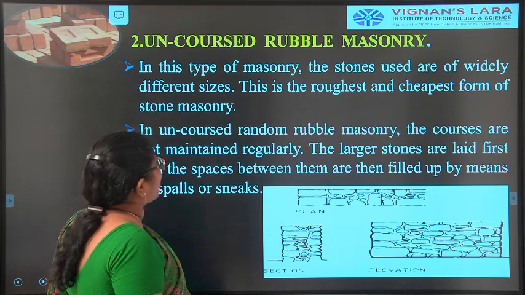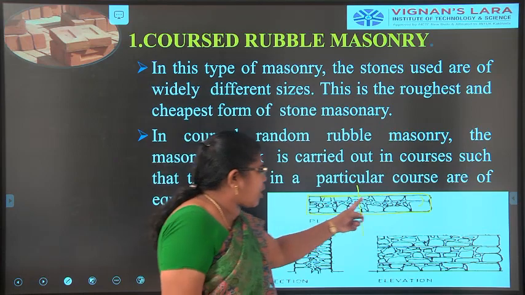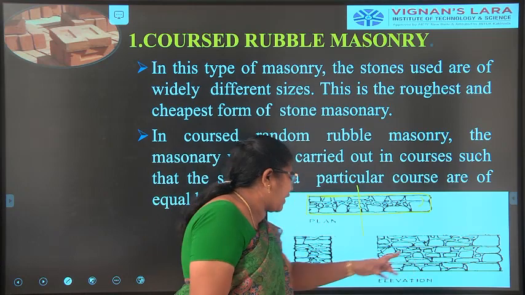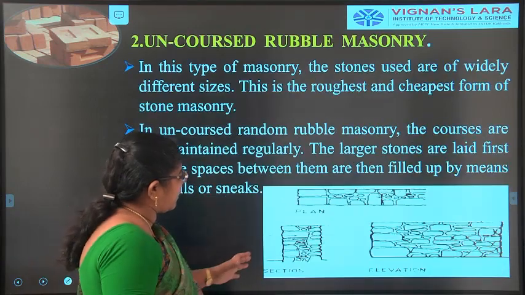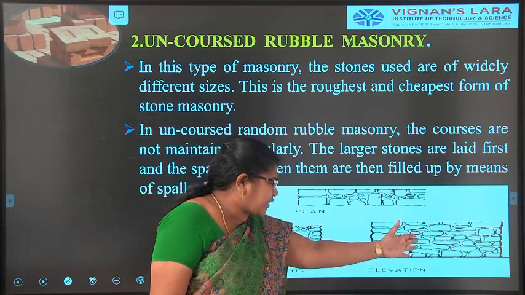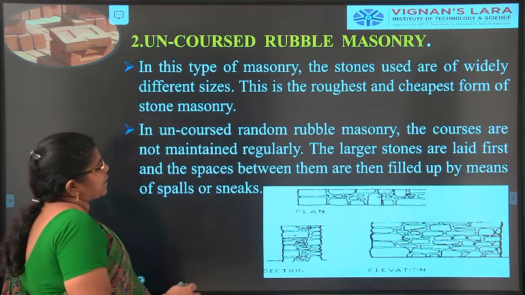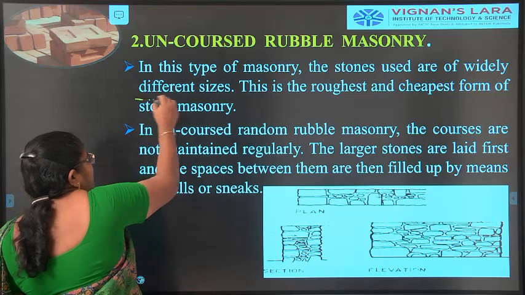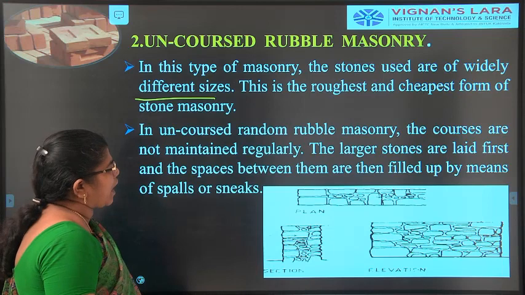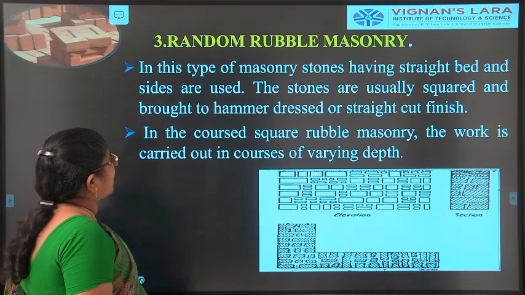The second one is uncoursed rubble masonry. In the coursed rubble masonry, you have seen that it is of one specific type of material, but here that will not be there. Here you can see it is of different sizes even at the ends. It is not of any uniform size. The stones used are widely different sizes here also. This is the roughest and cheapest form. The largest stones are laid first and the spaces between them are filled with the smaller particles.